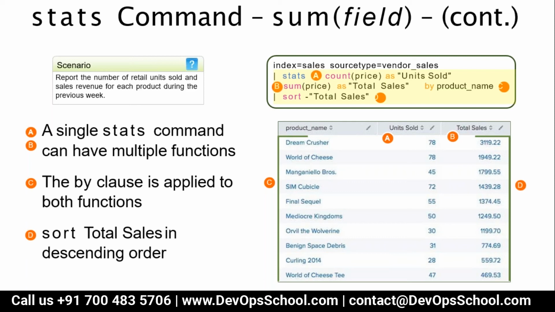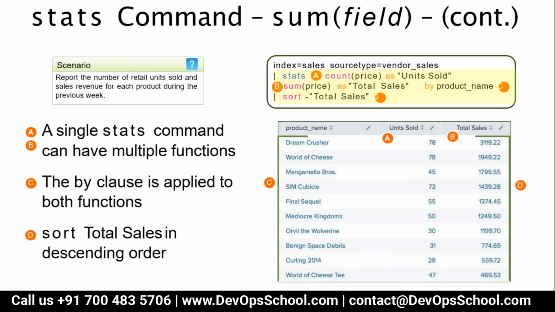Here there is another entry. Look at this, sum price means add the prices, and display that field as total sales. But how do you want to see that? Here you have to add a clause by product name. See here, the scenario: report the number of retail units sold and the sales revenue for each product. Each product means you have to add by, else you won't get it.